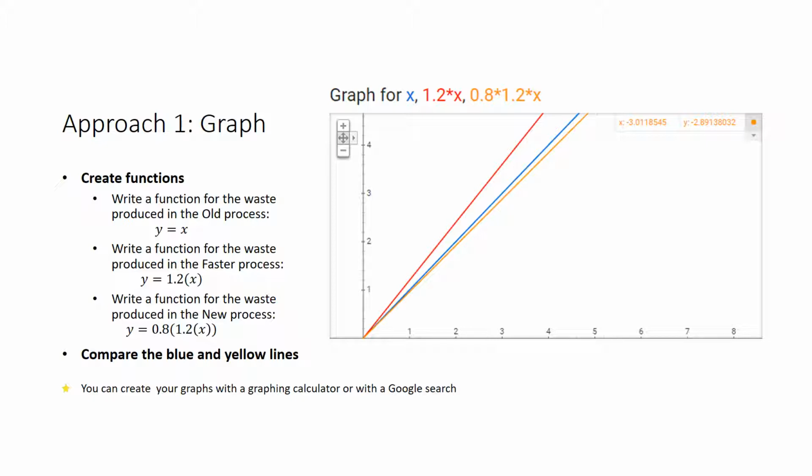As you can see, it is higher than the original process, showing that it produces more waste. The new process is graphed as y equals 0.8 times 1.2 times x. This is the yellow line, and is clearly a little bit lower than the blue line. This shows that the new process creates less waste than the original process.